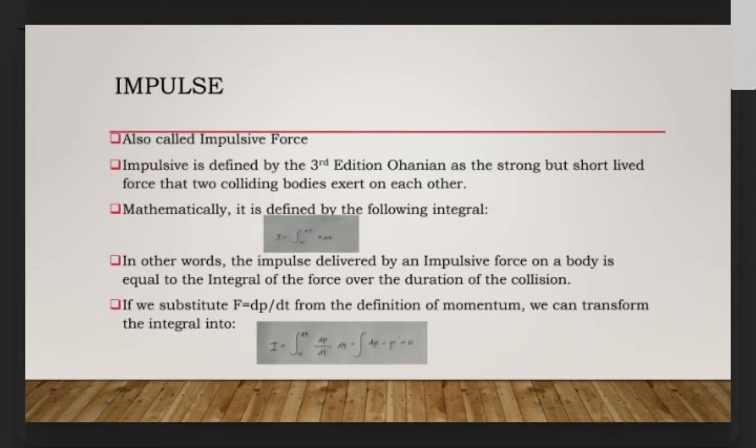Integral sign equal to force and time derivative. In other words, the impulse delivered by an impulsive force on a body is equal to the integral of the force over the duration of the collision. If we substitute force equal to the derivative of momentum over time from the definition of momentum, we can transform the integral into this. The derivative of pressure over time provides a biphasic signal that can be used to evaluate acute directional changes of contractility.